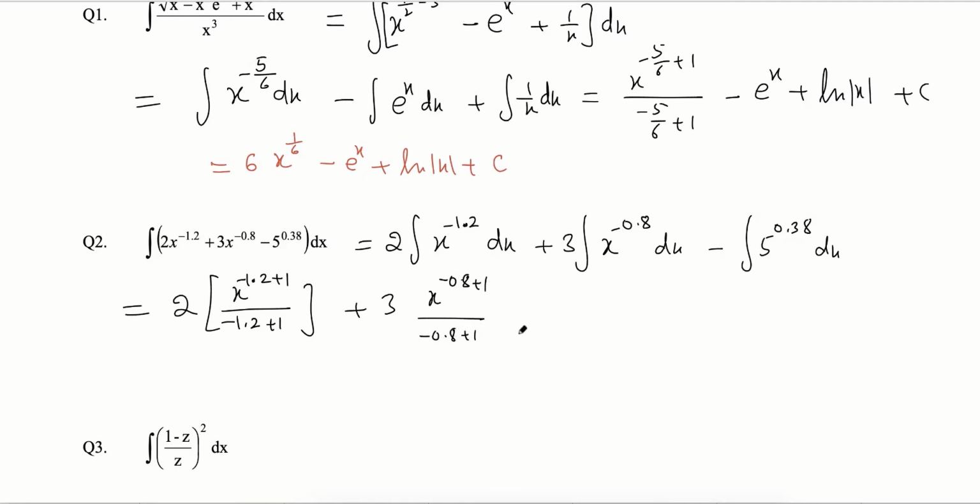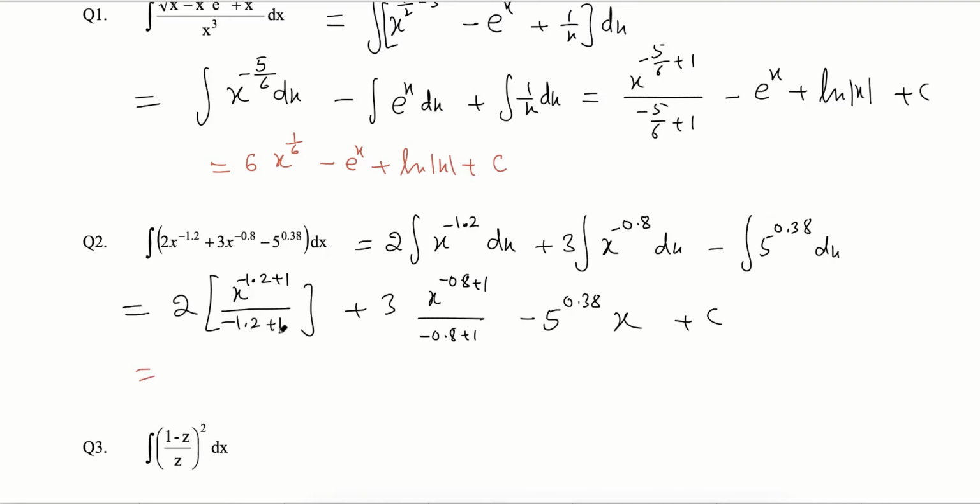Till here, everything is perfect. Now here, people make mistakes. Because they are continuously doing the same thing, here also they apply 5 power 0.38 plus 1. This is a constant. The constant will come out: minus 5 power 0.38 and integration of dx, all of you know that is x, and finally plus c. This is the answer. If you want to do beautification, you can do it. There is nothing wrong with that.